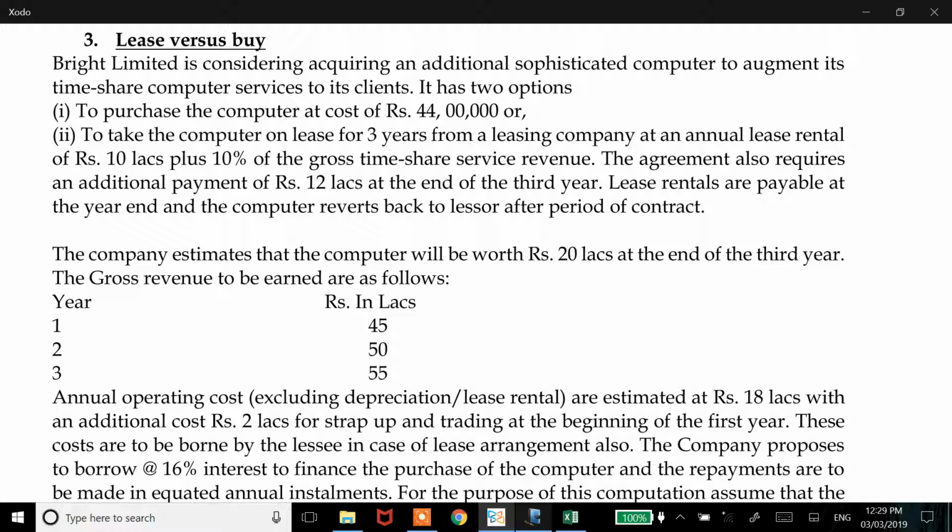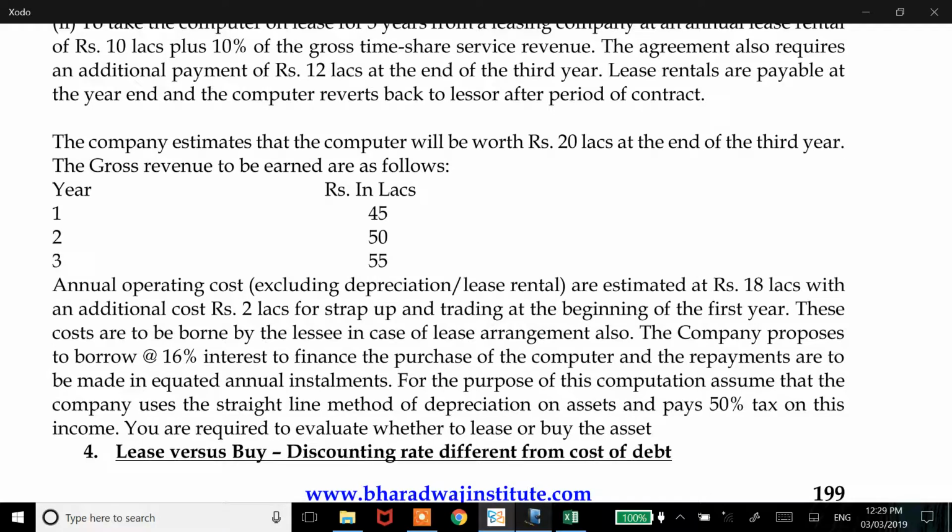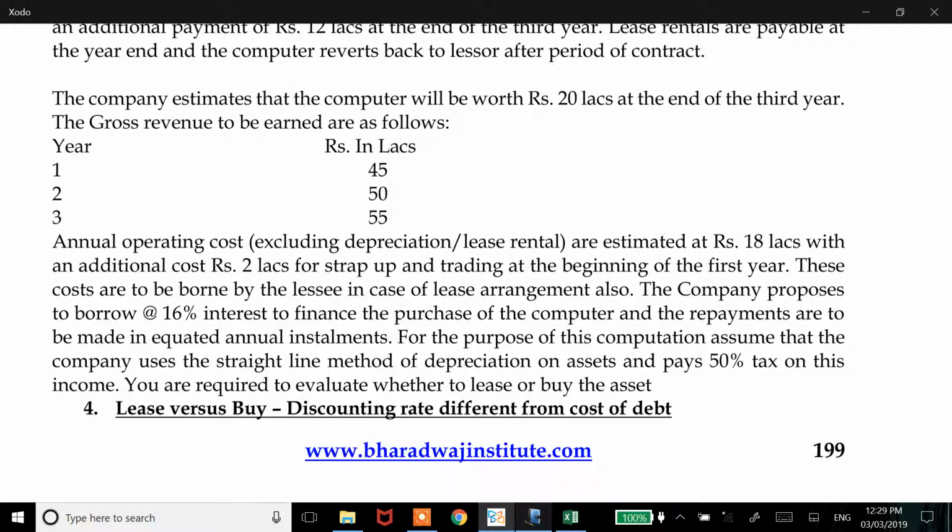Okay. Bright Limited is considering acquiring an additional computer to augment its timeshare computer services to its clients. 2 options: purchase for 44 lakhs, or take the computer on lease for 3 years from a leasing company at an annual lease rental of 10 lakhs plus 10%. The agreement also requires an additional payment. The company estimates the computer will generate revenue. All this is given. You are required to evaluate whether to lease or buy the asset.